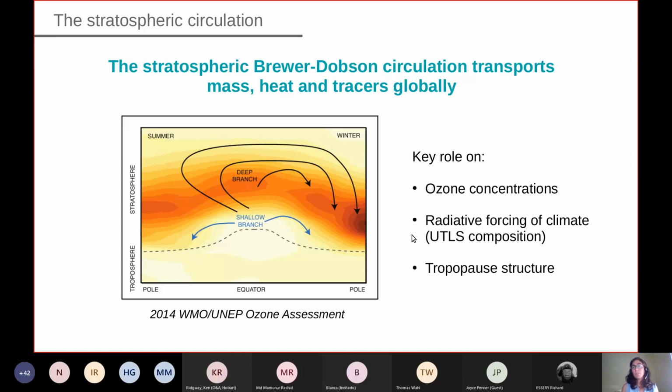And it also shapes the distribution of other tracers in the UTLS, or upper troposphere and lower stratosphere region, which is a region of particular interest for radiative forcing of climate. And it's also important because it contributes to shape the tropopause structure, which is important for convection and other aspects of climate.